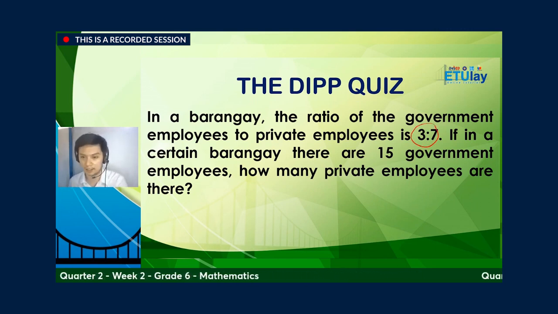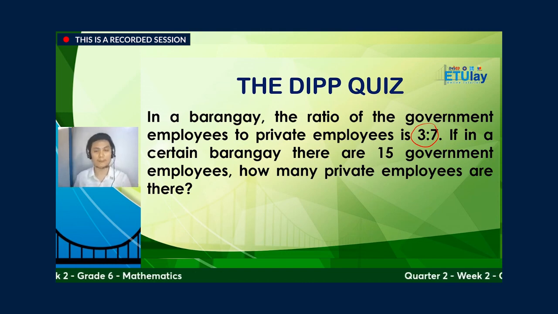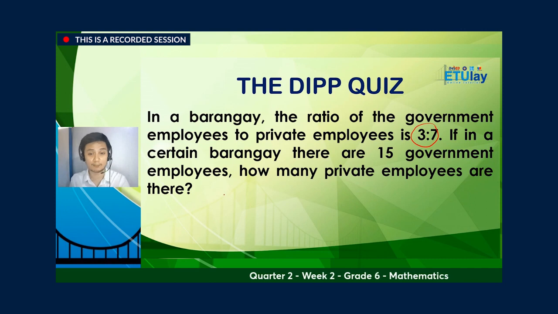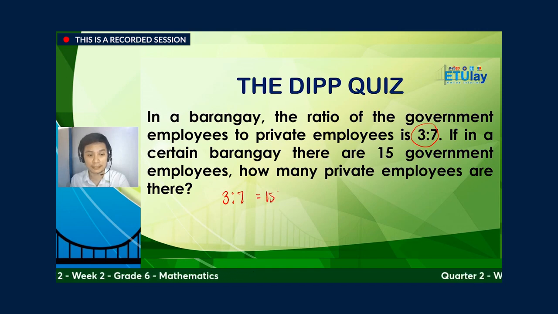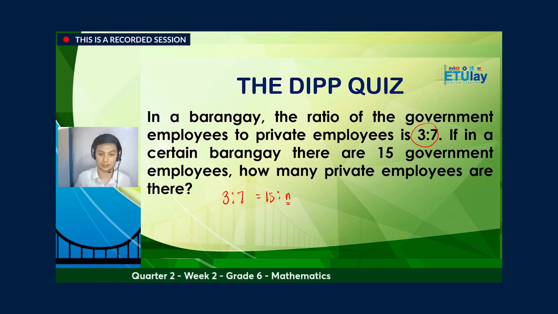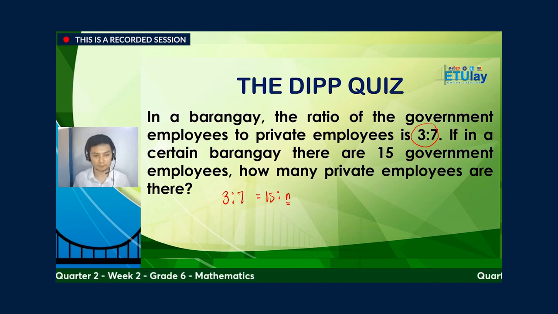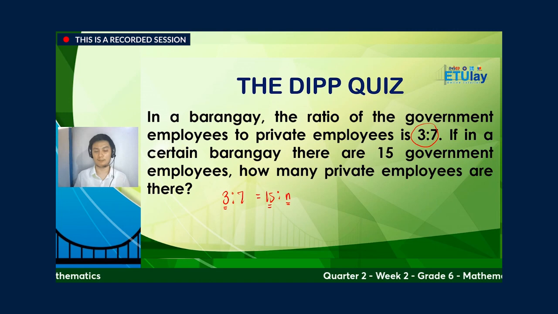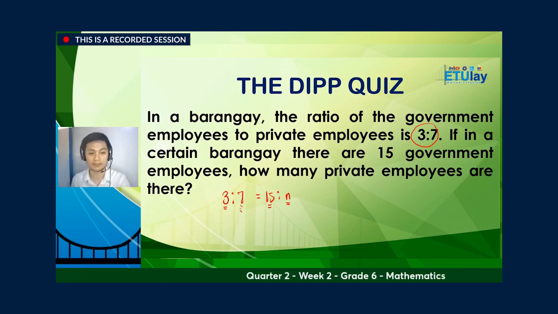3 is to 7. For every 3, dapat mayroong limitaw na 7 private employees. Ayan. So this is direct proportion. So we have the ratios 3 is to 7 equals 15 is to n. So n here represents the number of private employees. Ayan. Siya yung unknown doon sa pangalawang ratio natin na 15 is to n. So yung unang term sa bawat ratio, yan ang bilang ng government employees. At yung pangalawa ay bilang ng private employees.